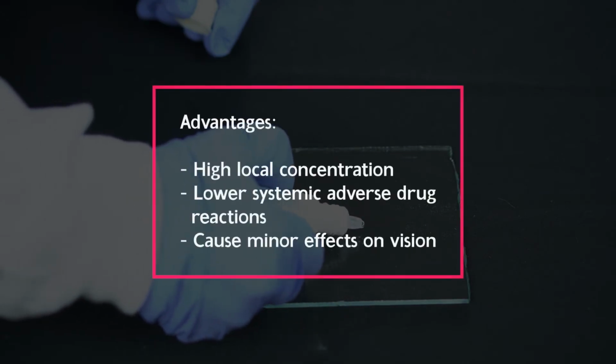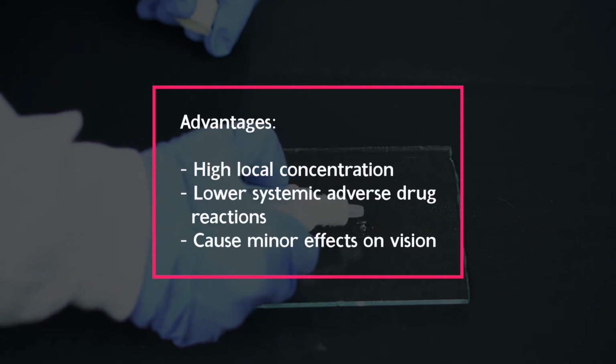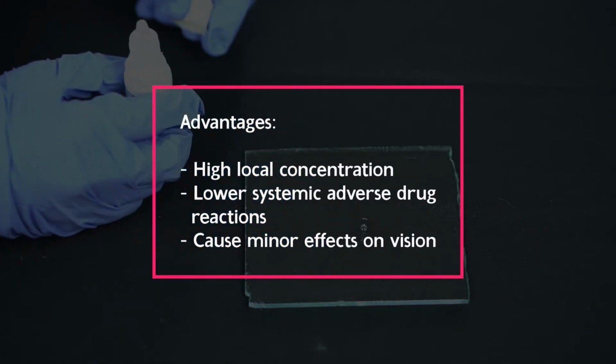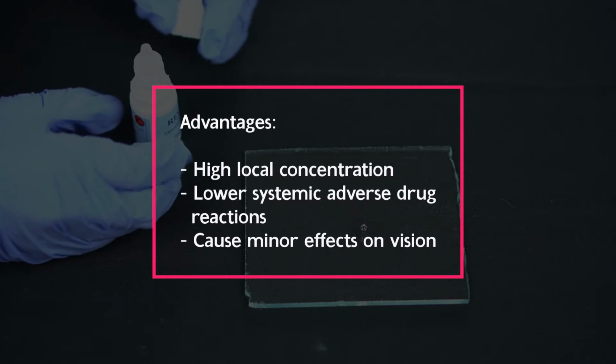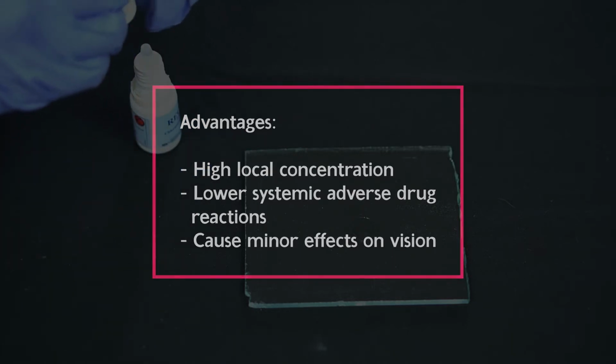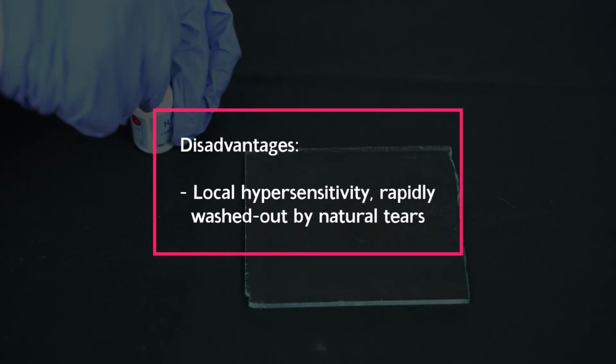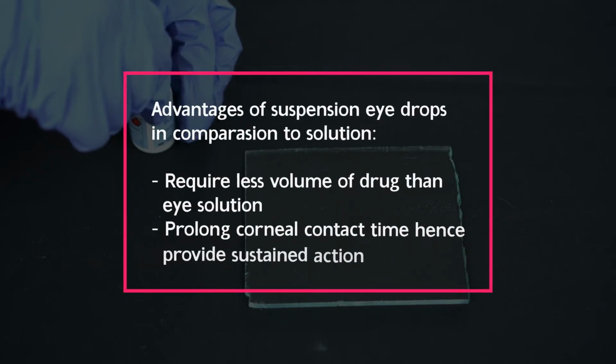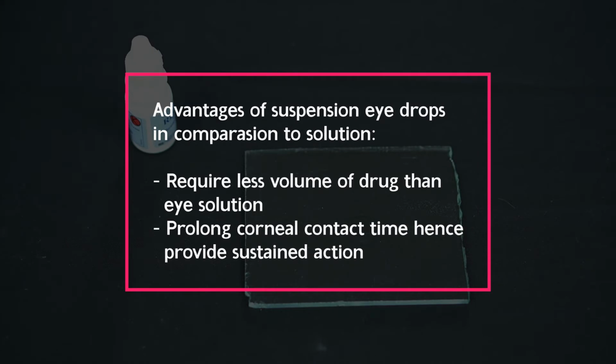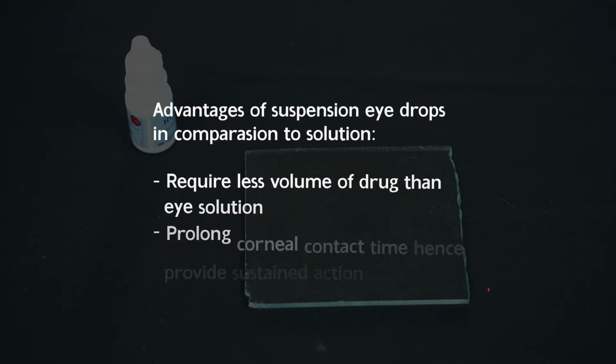Advantages: high local concentration, lower systemic adverse drug reactions, and minor effects on vision. Disadvantages: local hypersensitivity, and the drug is rapidly washed out by natural tears. Advantages of suspension eye drops in comparison to solution: they require less volume of drug than eye solution, and prolonged corneal contact time, hence provide sustained action.